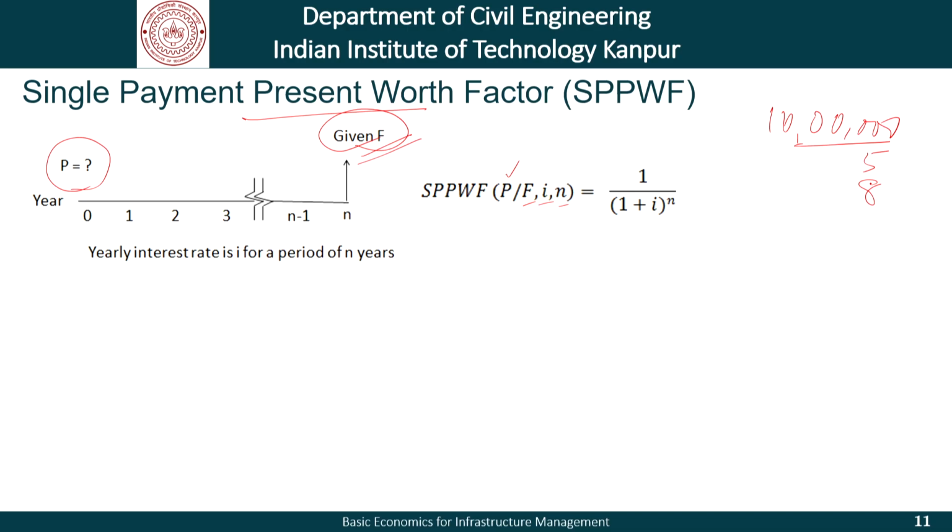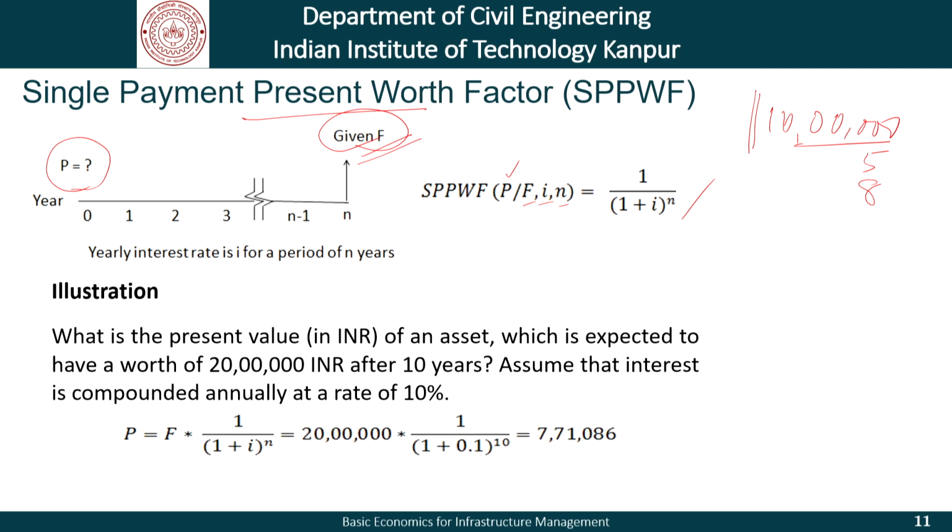So, this F, for example, we want 10 lakhs at the end of 5 years, assuming that interest rate is 8%. This amount is not 10 lakhs today. So, what is the present worth of that 10 lakhs? So, that is done using this kind of a factor, and that is what is illustrated here in this example.